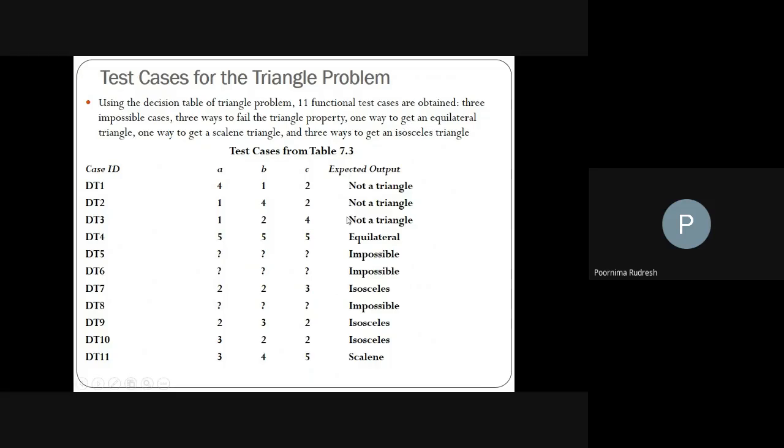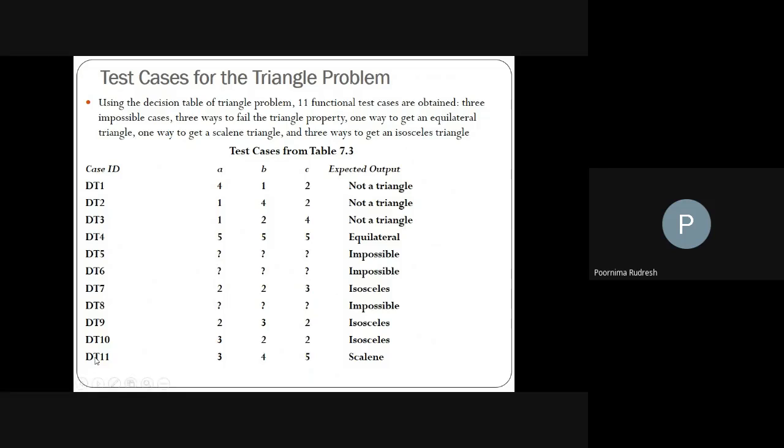Understood. Next case we are considering is dt4. Here A is equal to 5, B is equal to 5, and C is equal to 5. So the first three conditions are satisfied: A is less than B plus C, B is less than A plus C, and C is also less than A plus B. So it is possible to construct the triangle. If it is possible to construct the triangle, then we identify what type of triangle it is based on the sides. Here all sides are equal. If all sides are equal, then we say that the triangle is an equilateral triangle.